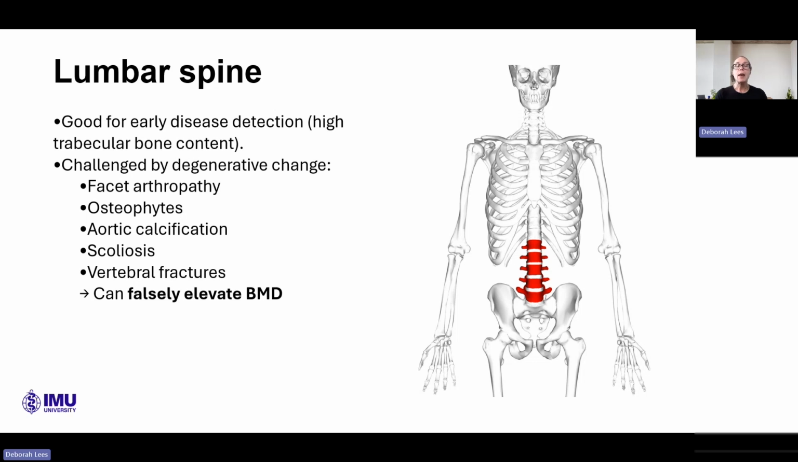So you can then have issues because the person's got facet arthropathy. There may be osteophytes present. There may be calcification of the aorta. They may have a scoliosis, which means capturing the actual anatomy can be challenging. They may have already had some fractures, which again means outlining the anatomy can be difficult. And all of these can tell you sometimes that they've got a higher bone mineral density than they actually have, because these are things that fool the machines. So particularly your osteophytes and your facet arthropathy can sometimes give the indication that you've got a lot more bone mineral density than the person actually has.